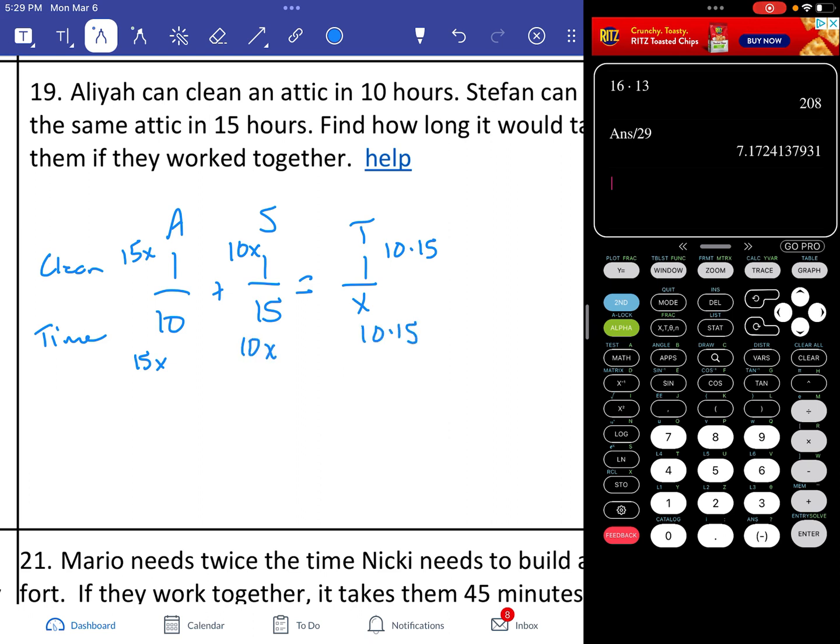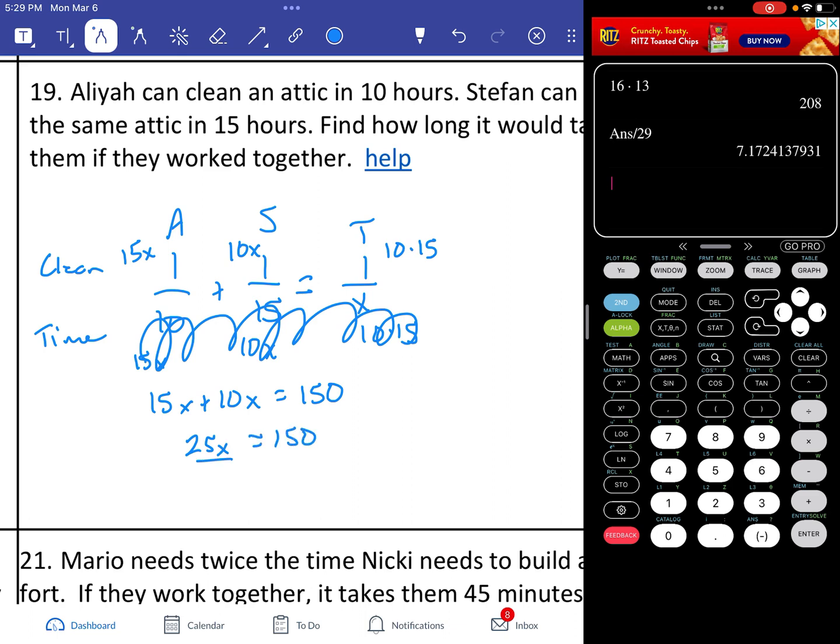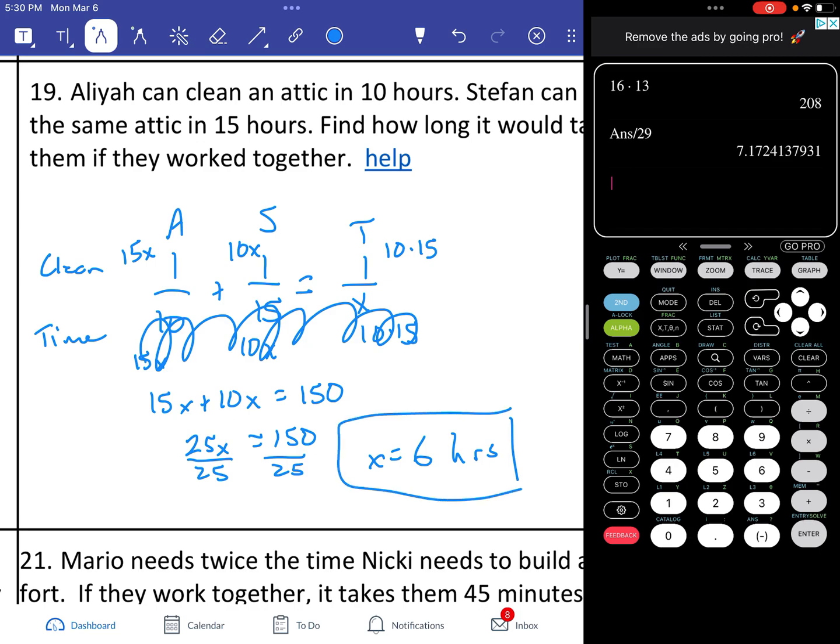So now they all have a 10, a 15, and an x. We can get rid of the denominators. We get 15x plus 10x equals 150. This is 25x equals 150. Divide by 25 on both sides. And that gives you x equals 6. How many hours? Oh, hours. All right.